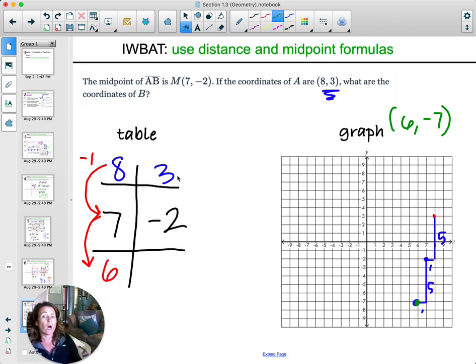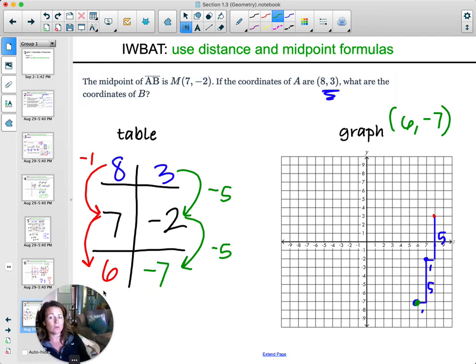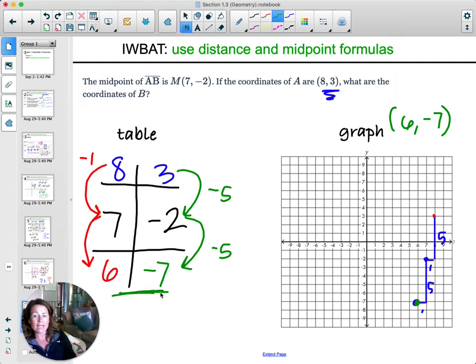Here, for the y's, you went 3 to -2. Well, how far is it from 3 to -2? That's down 5. So now I need to go down 5 more. I need to repeat that to make it the same distance away and be in the middle. So -2 down 5 more is -7. And then again, this is the same as that ordered pair.